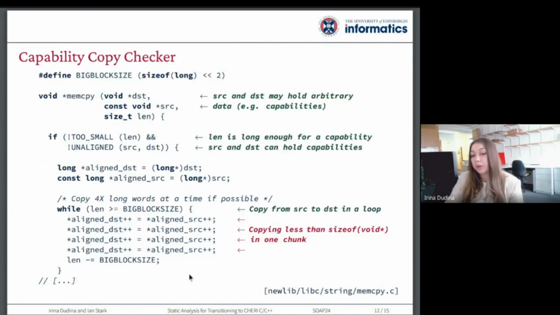So this is implemented as another symbolic execution checker. And again, we are using this heuristic about void star assumption because this is a library function. We may never see an actual call of memcopy with an attempt to copy capabilities with it.